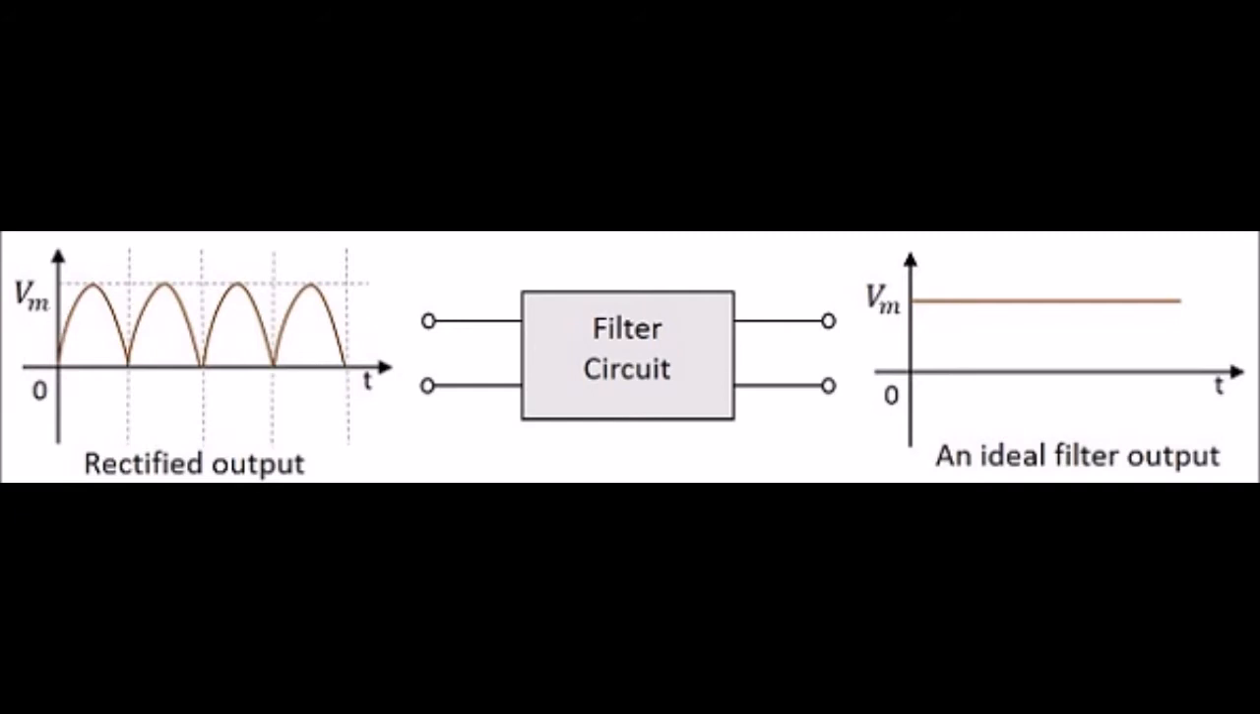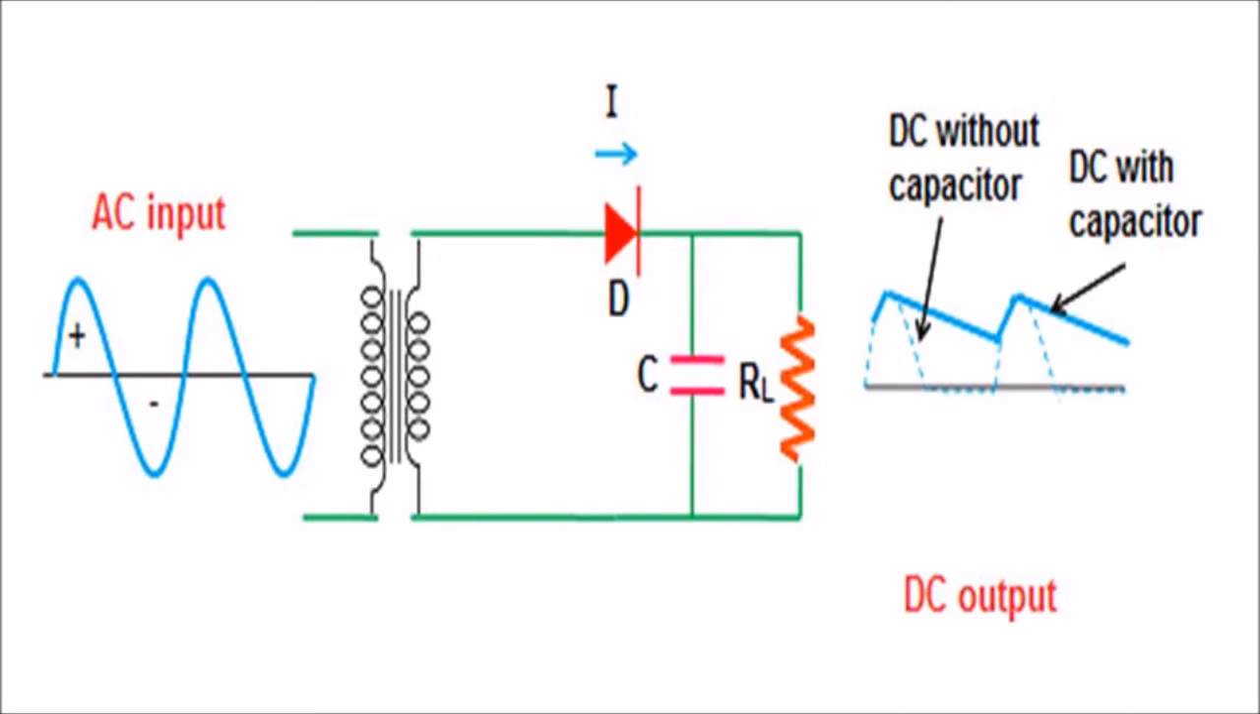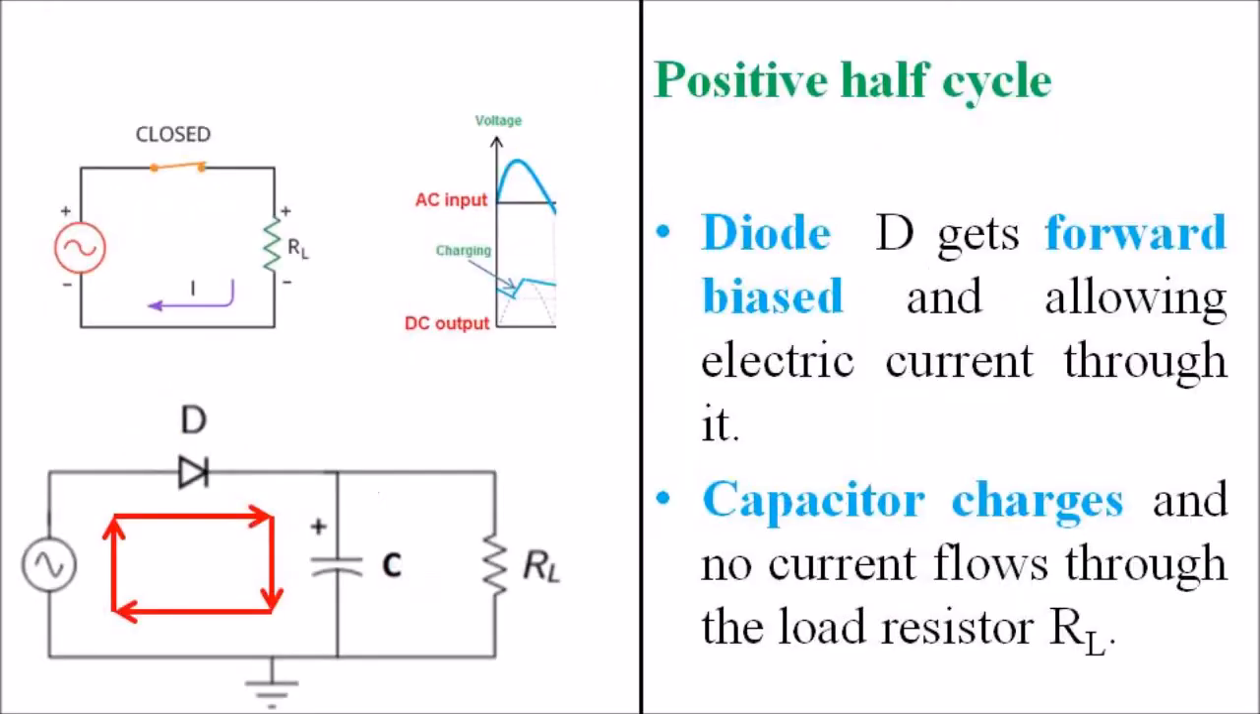The capacitor allows the AC component and blocks the DC component, and the inductor allows the DC component and blocks the AC component. The diagram shows the capacitor connected in shunt with a load resistor RL. When the AC voltage is applied during the positive half cycle, the diode D is forward biased and it allows the electric current through it.